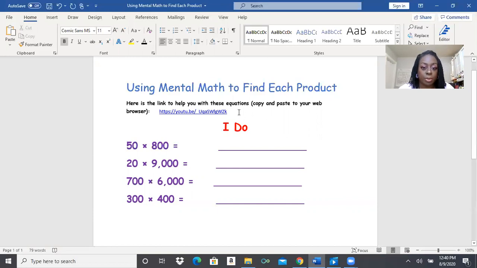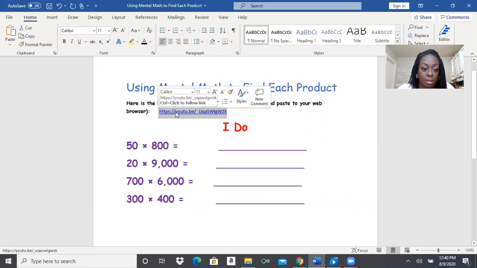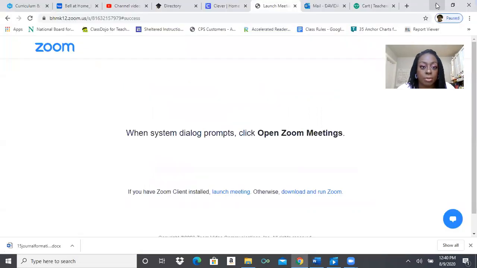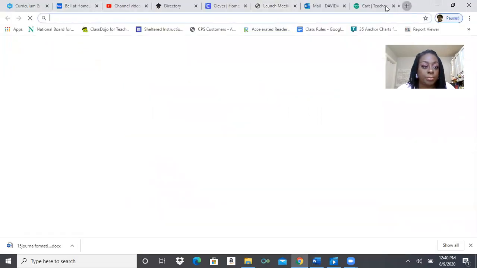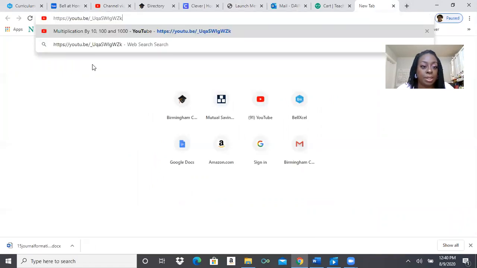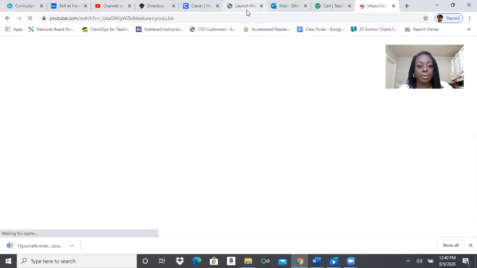All right, so what we're going to do is try to copy this. We're going to left click and hold it and drag it, and we're going to right click for copy purposes. Click on copy. Let's go to our web browser here, go to a new one, right click and paste. Let's see if it's going to take us to the video to help us with our assignment.